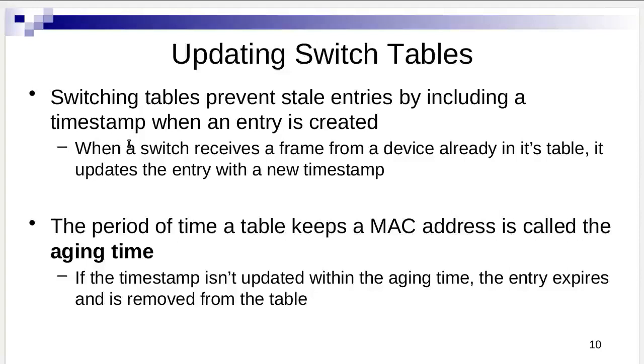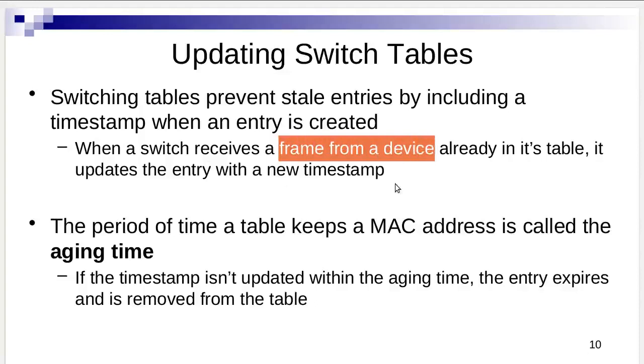On the other hand, if there's a machine that's constantly sending frames, then every time the switch receives a frame from that device, even if it's already in the table, it will update the timestamp. It'll say, okay, I got one message from it just a minute ago, and then you get another frame from that same machine. You update the timestamp. So a machine that's always transmitting is unlikely to age out of that switching table.